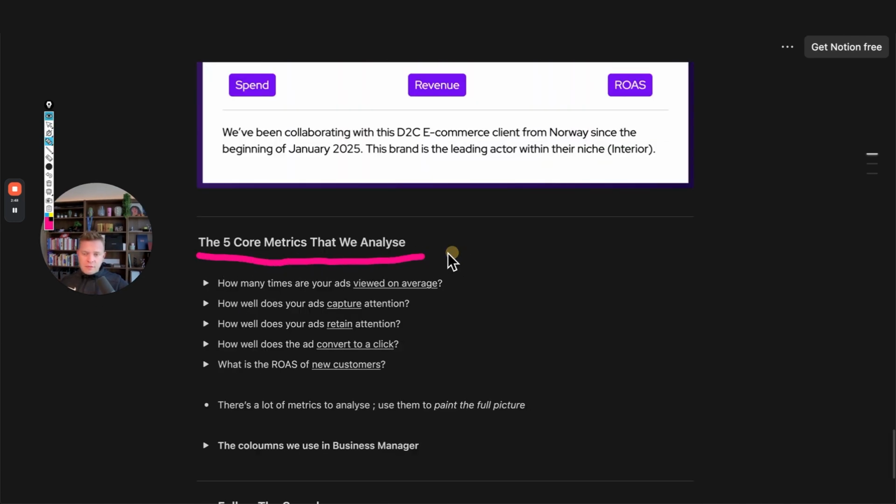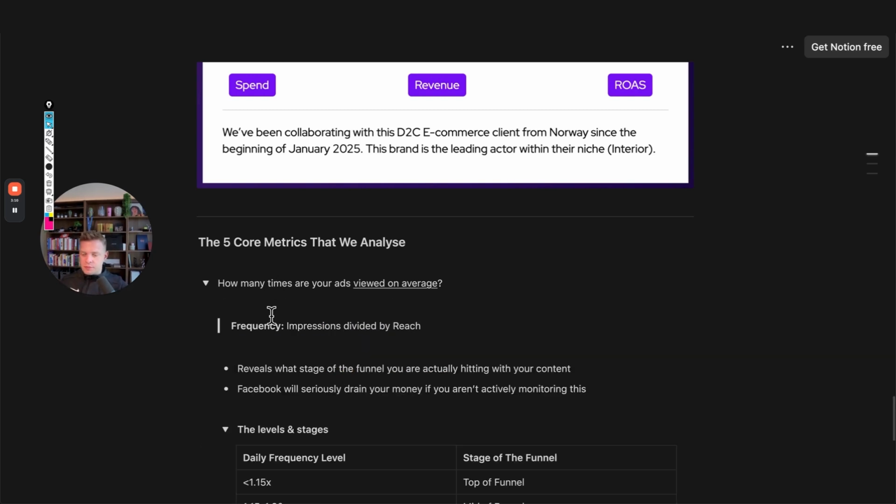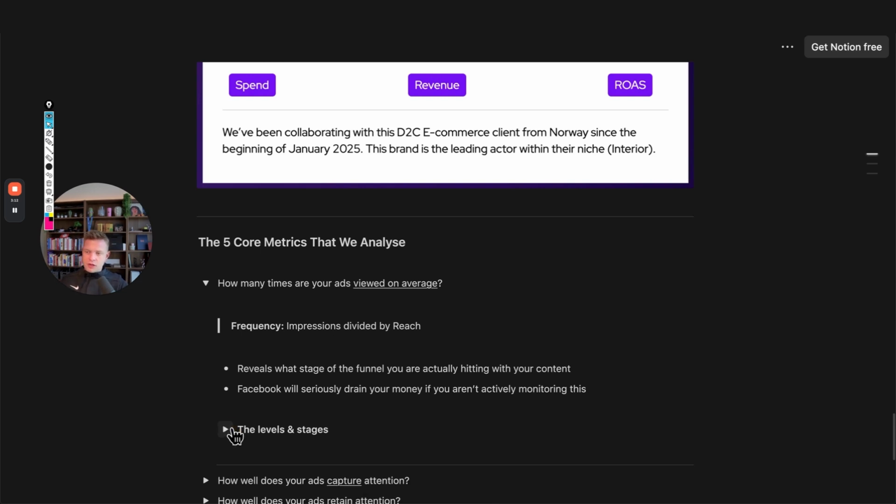So yeah, there are 5 metrics that we use to analyze our Facebook ads performance. The first one is how many times are our ads viewed on average on a daily level? How well do our ads capture attention? How well do our ads retain attention? And how well do they convert the click? And also, what is the ROAS of new customers? Just to cover them briefly, I think they're very important to understand so that we can go through the breakdown of the live example later in this video.